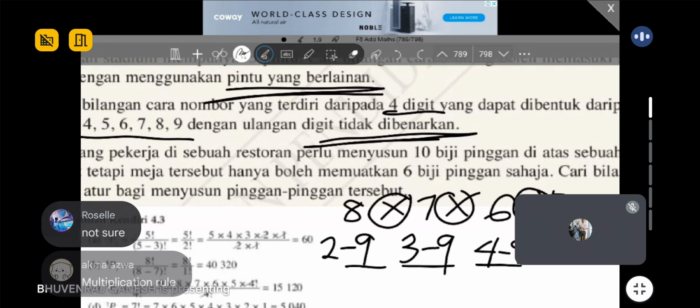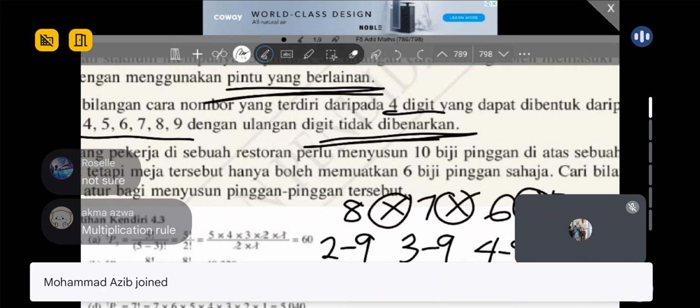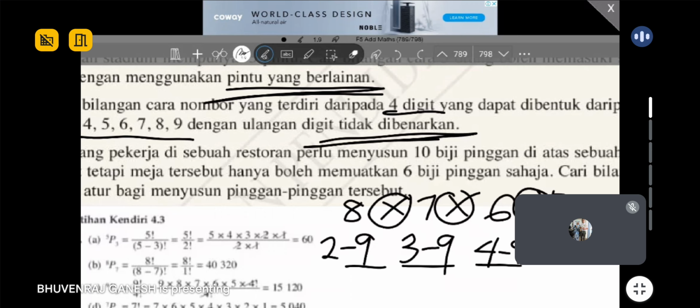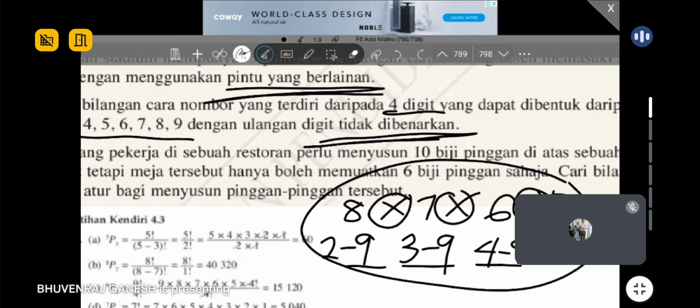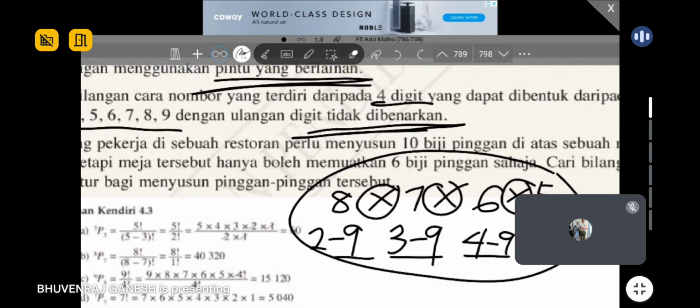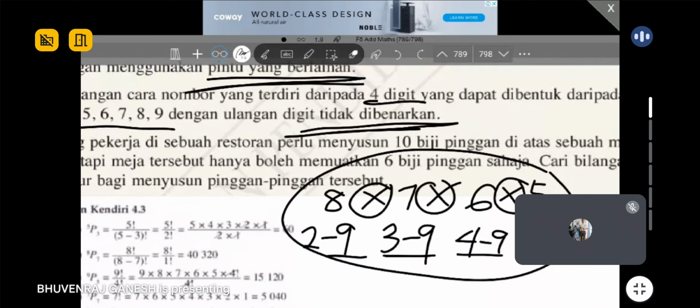Basically it is because of the multiplication rule, hukum pendaraban. Another method is happening at the same time. Situasi ni kan, guys, dia berlaku pada masa yang sama. It's all happening at the same time, so that's why we need to put times. If it's happening at different times, then you put plus. Boleh faham? Masa berbeza tambah, masa sama darab.